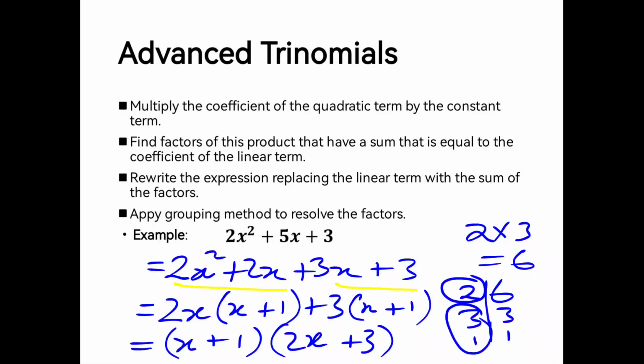We can quickly check if it has been factorized correctly. The x, when multiplied with the 2x, gives us the 2x squared. The 1 multiplied by the 3 gives us the positive 3. Now if you multiply x and 3, you get 3x. 1 and 2x, you get 2x. When you add the 2, you get the 5x right there. So clearly it worked. So this becomes our solution.